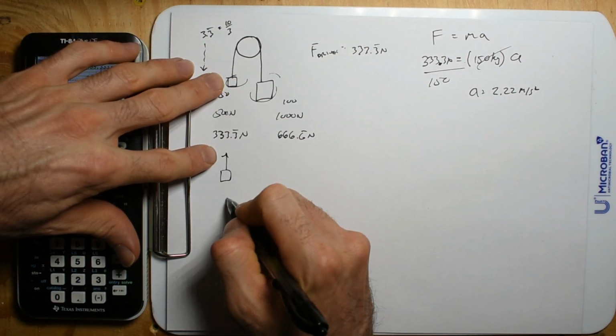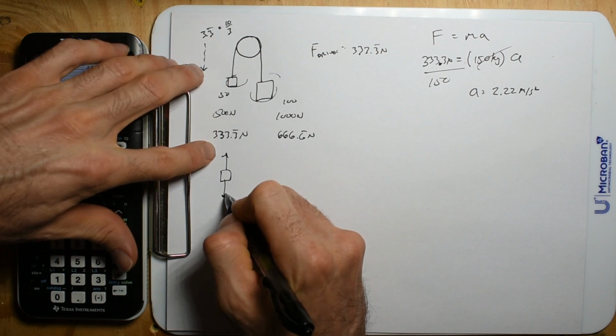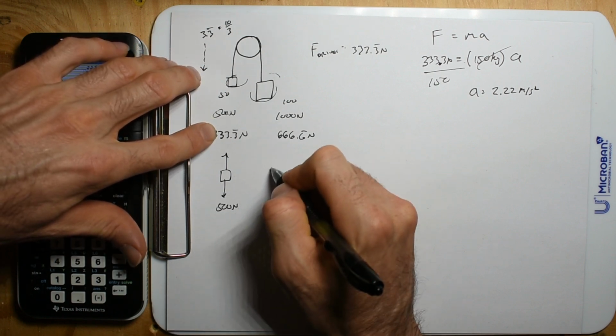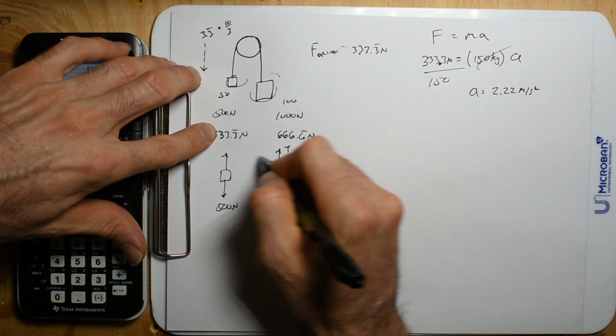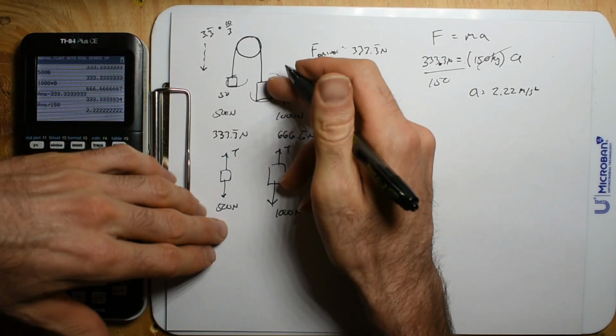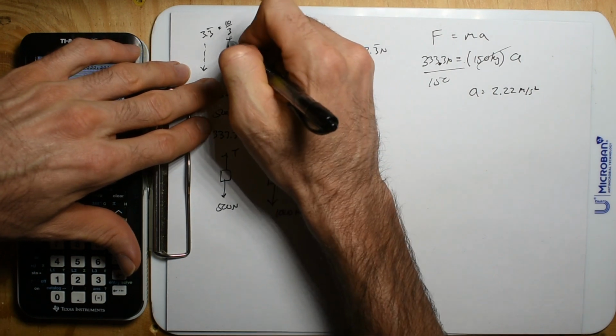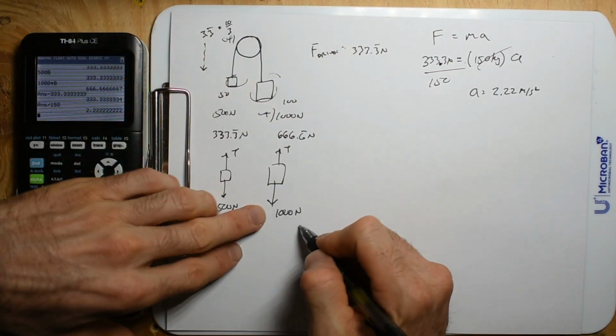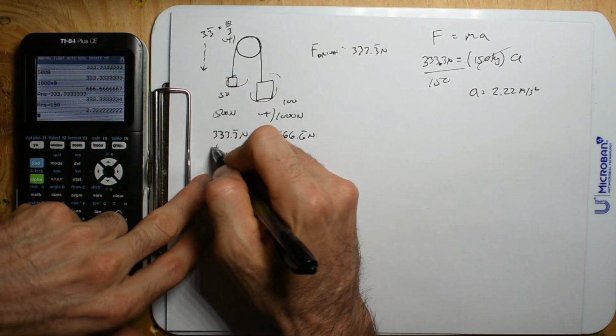So we have a tension there. We have a force down of 500 newtons. We have this one, a tension up. We have a force down of 1,000 newtons. We're going to say this is the positive direction. This is the positive direction. So on here, this is positive, and then this is positive.